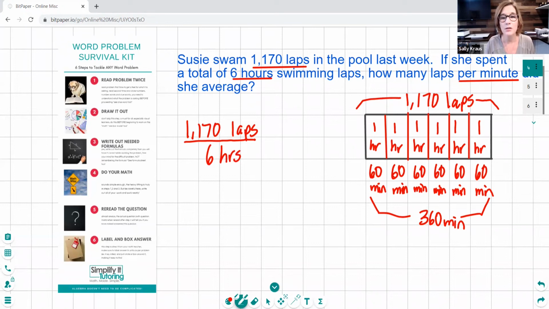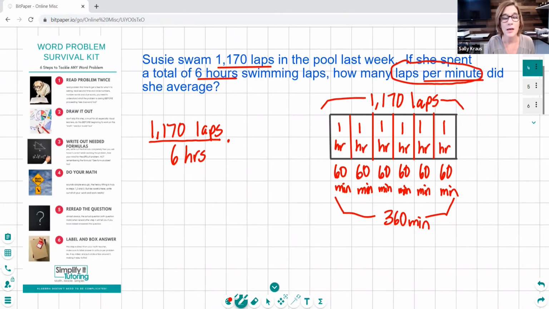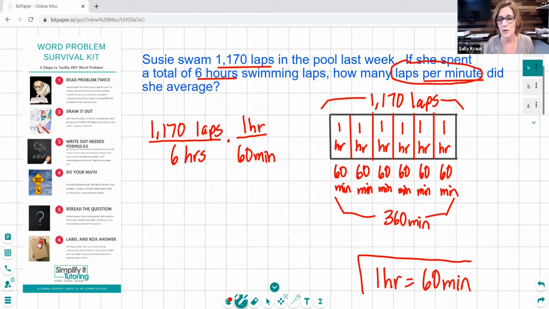And if I wanted to convert that to laps per minute, it's in the problem, laps per minute, I could say there are 60 minutes in 1 hour. Okay, so you know that. You could write it at the bottom, especially when they want more than one conversion. But you could write 1 hour equals 60 minutes. I have a silly term for that. I call it a factoid. It's a Sally term. It's not your teacher's term that you're going to hear in all your math classes.